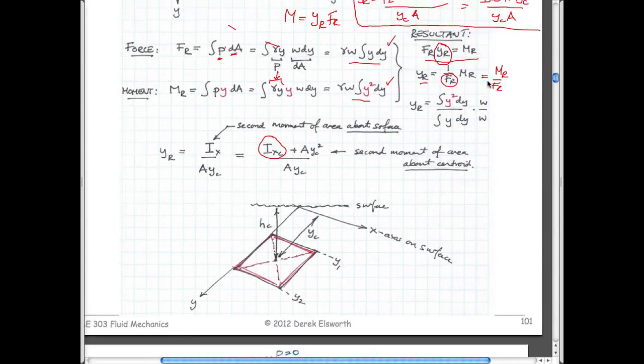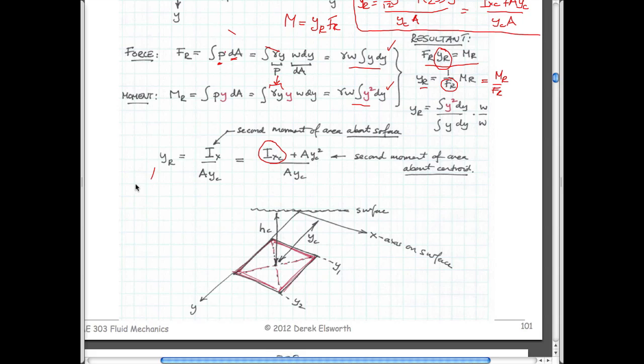The other important thing to remember about these expressions is that the magnitude of the resultant is equal to unit weight times the depth of the centroid times the area. Very specifically, this is the depth of the centroid. It's not the magnitude of y. So the depth of the centroid is the vertical distance in the direction of gravity, if you like, between the free surface where the pressure is 0 and the centroid of this plate, which is the balance point of this plate.